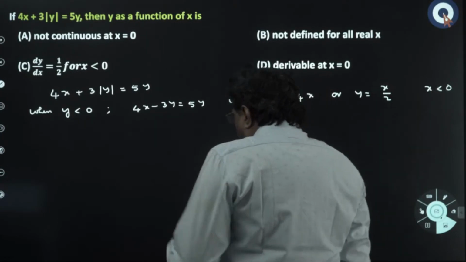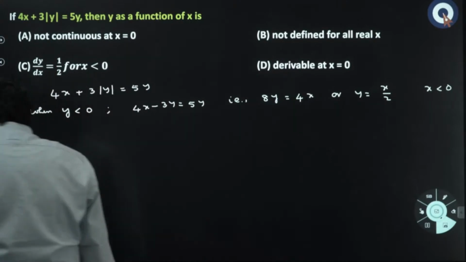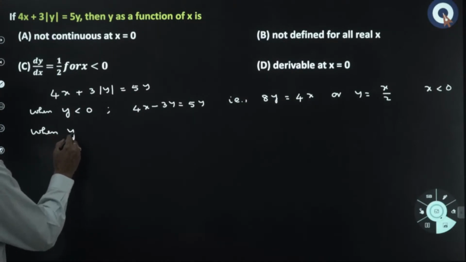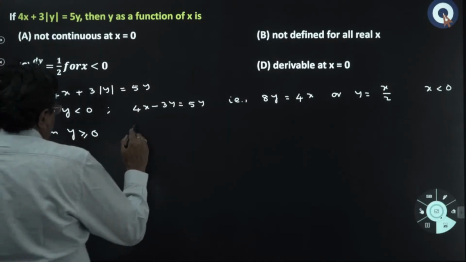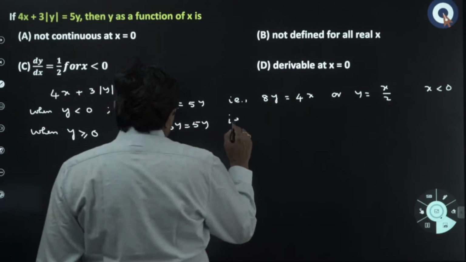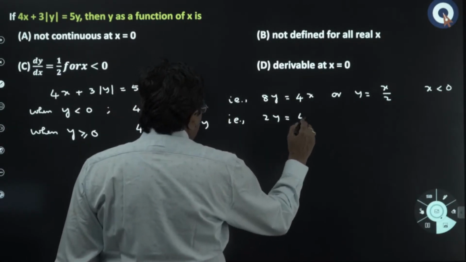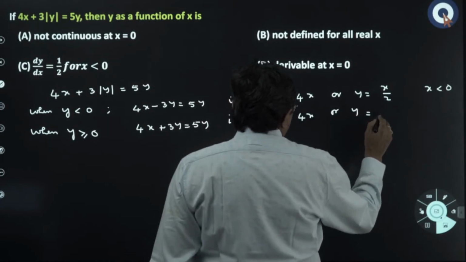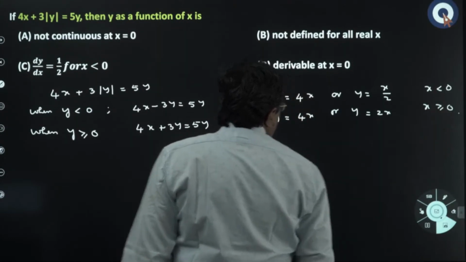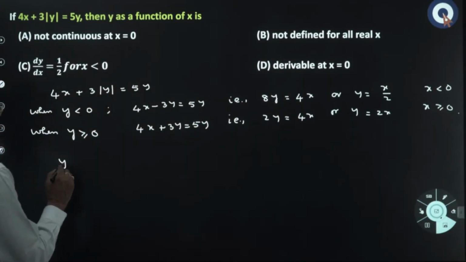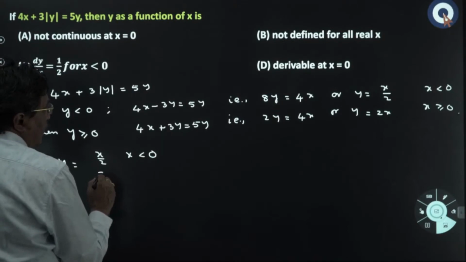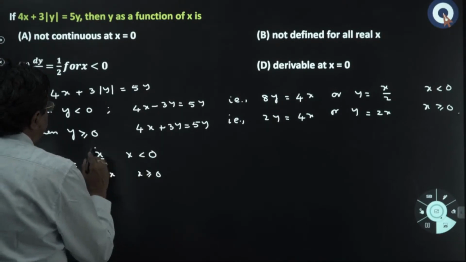Now y is a function of x, and the interval for which x. When y is greater than 0, we have 4x + 3y = 5y, so 2y = 4x, or y = 2x. When y is positive, obviously x also has to be positive. So the function is y = x/2 for x less than 0 and 2x for x greater than or equal to 0. You can put equality anywhere.